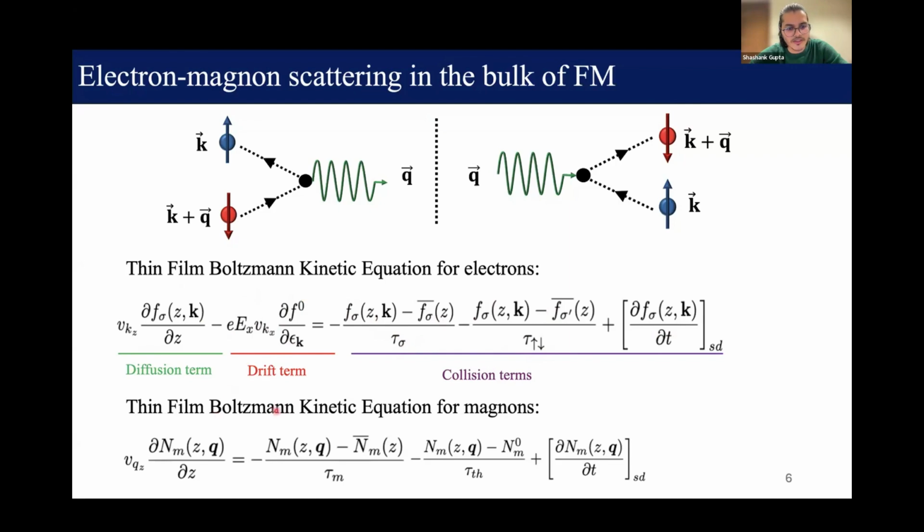Similar to electrons, we can also write the Boltzmann kinetic equation for magnons. Since magnons are charge neutral, there is no electric field term here. We have just the diffusion term. Then in the collision term, we have a momentum relaxation of magnons. The second term is the thermal relaxation of magnons towards the global Bose-Einstein equilibrium. And the last term is because of electron-magnon collision.